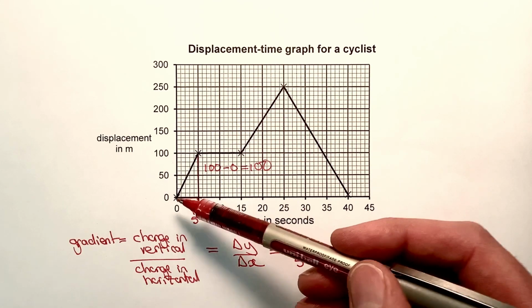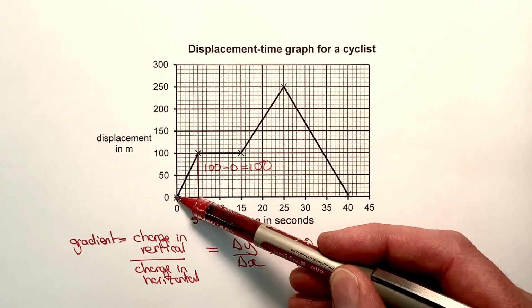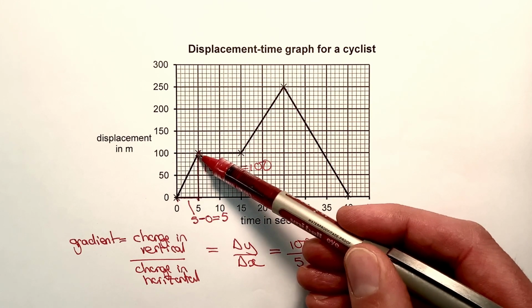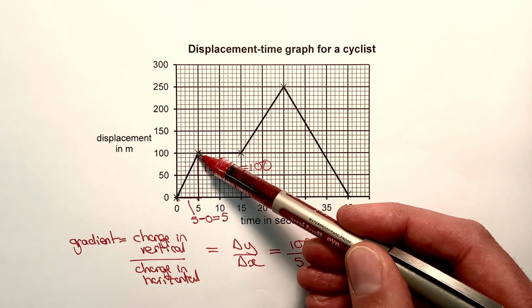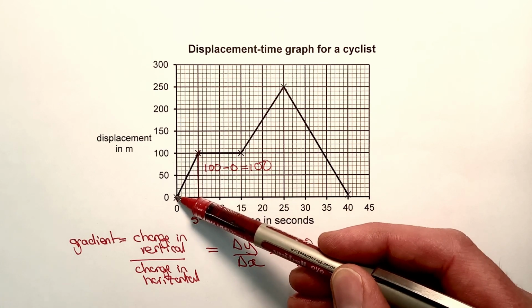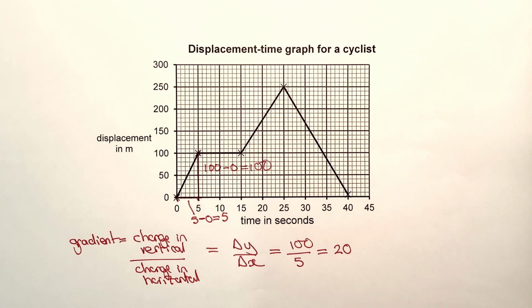And you'll notice, because this started at the origin, like the previous one, we could just have read off this point and done 100 divided by 5. But that will only work because it started at the origin.